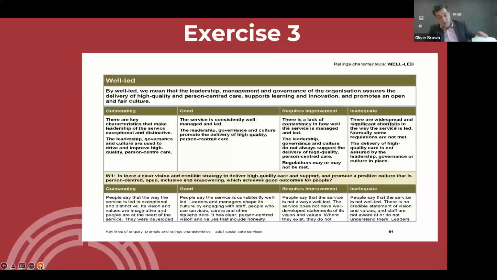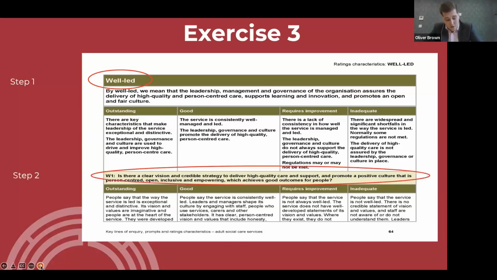This is a screenshot of one of the queries. So the first circle here, obviously if the domain is well-led, go to the well-led section of the query. The next step is you're going to want to identify the appropriate characteristic. Essentially what this is, the most relevant comment. So if there is a comment in the draft inspection report that's positive about having a clear vision, then you would come to this section here, W1, and you'd look at the clear vision.